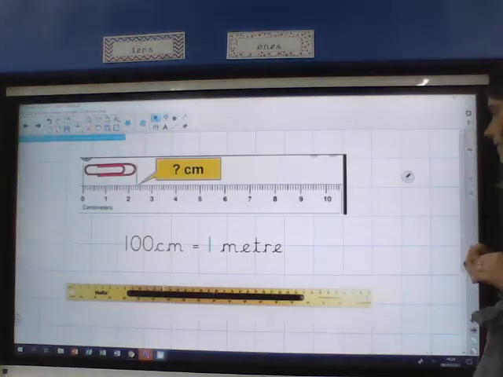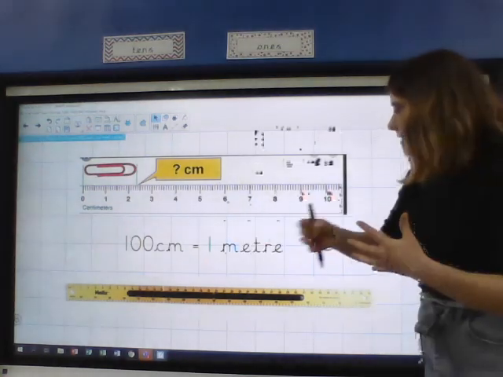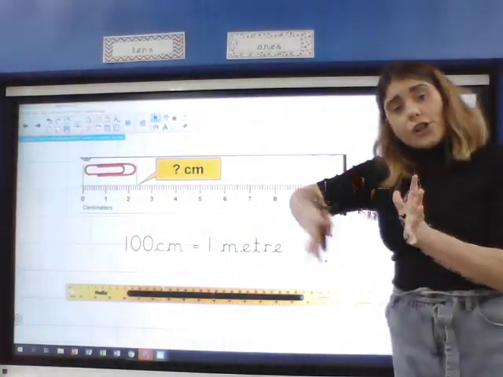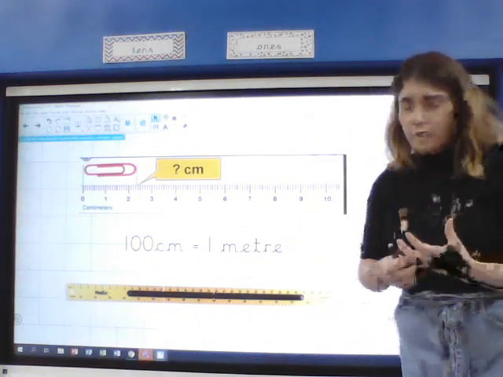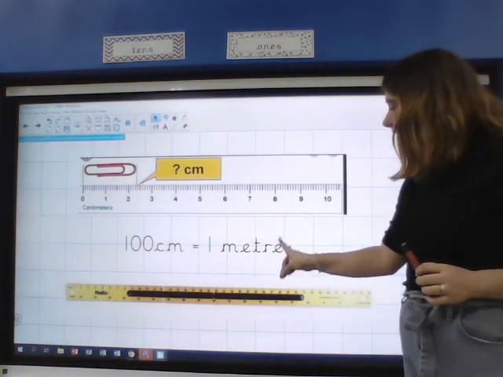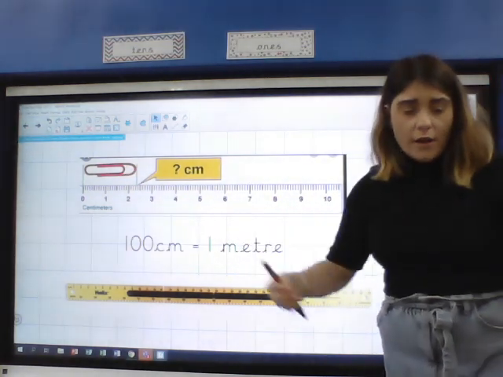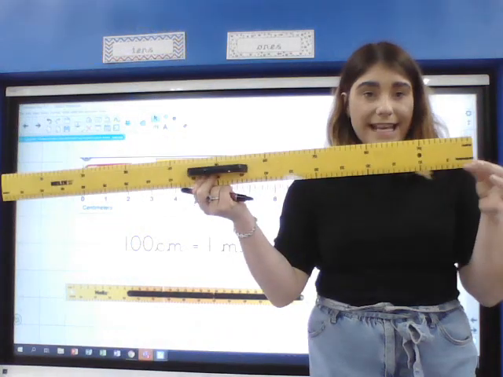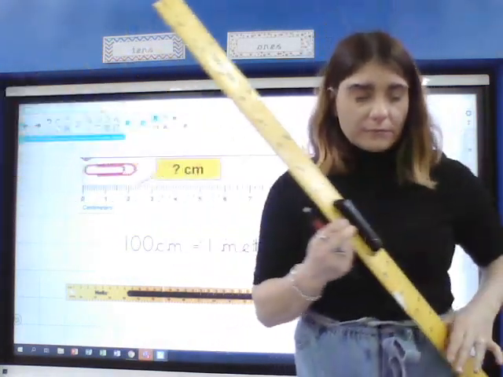So then we went on to think about metres and centimetres and kilograms and grams, and how once we get to a certain point of measuring, we then change what the unit of measure is called. For example, 100 centimetres is the same as 1 metre. So when we start measuring things that are particularly long and tall, we would then change the unit into metres. And I showed you my metre ruler stick here.